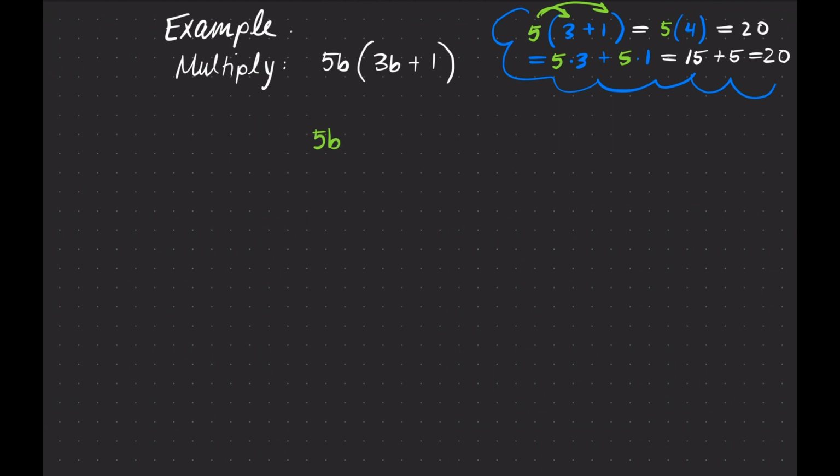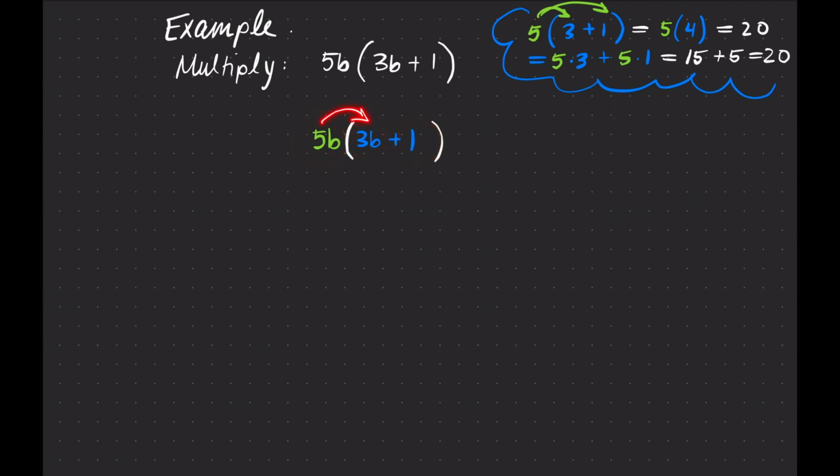Whatever 5b is, we're going to color it green. I'll leave my parentheses maybe white. And then the inside we have two numbers. I'm going to color blue, 3b and 1. The distributive property still applies, and since these guys are all monomials, there's a monomial, there's a monomial, there's a monomial, we know how to multiply those guys.